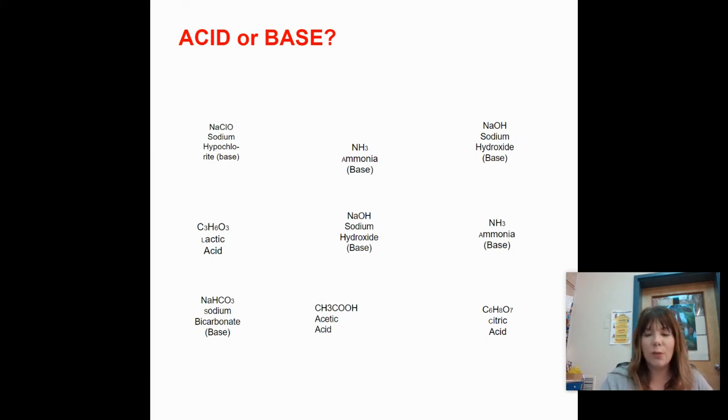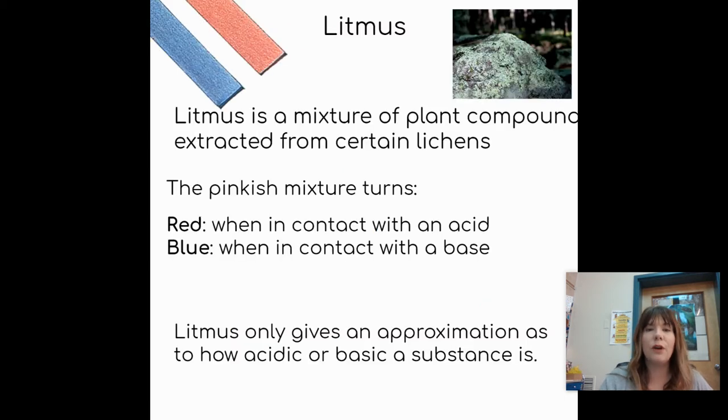I'm telling you this, but what are some of the ways we can actually test for it? One of the ways you can test for it is with litmus paper. So litmus paper is something that we use that comes in the color red and blue, and it comes from a compound made out of lichens. When you bring litmus paper into contact with an acid, it will turn red.